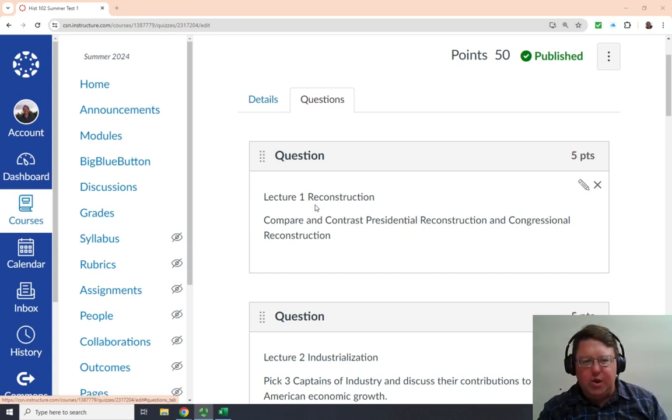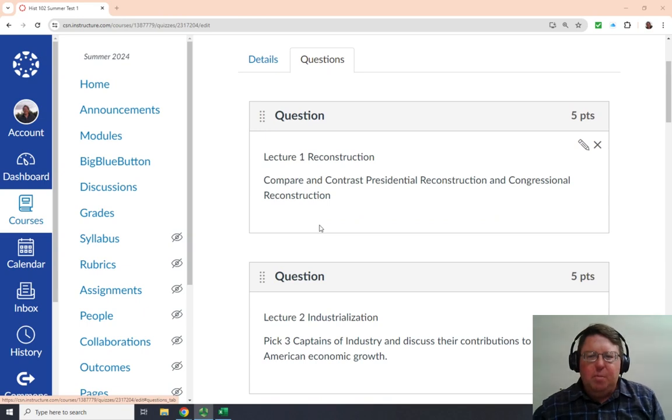Question 1 is from Lecture 1, Reconstruction. We're going to compare and contrast presidential Reconstruction and congressional Reconstruction. Perhaps the biggest political battle of the Reconstruction era, the decade after the Civil War, is the presidents, Lincoln and Johnson, competing with congressional Republicans over control of Reconstruction. And so you'll compare and contrast the motives and purposes and the specific things each one did.